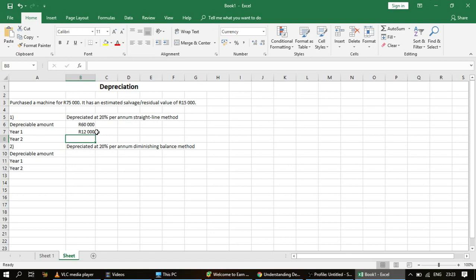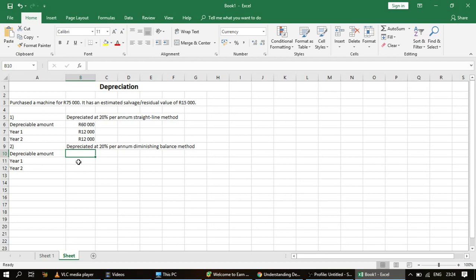And then what is the depreciation amount for the second year using the straight line method? It's exactly the same as depreciation for the first year. That is what makes the straight line method very simple. The depreciation for each year for a specific asset will always be the same. So again, we take 20% of 60,000 rand, the depreciable amount, and we get 12,000 rand. So the depreciation will always be the same with the straight line method, and that's how you simply calculate depreciation using the straight line method.